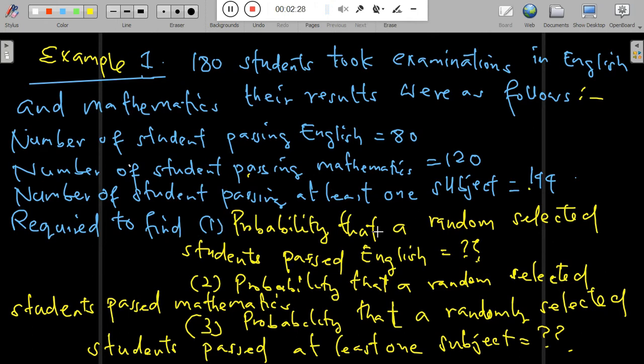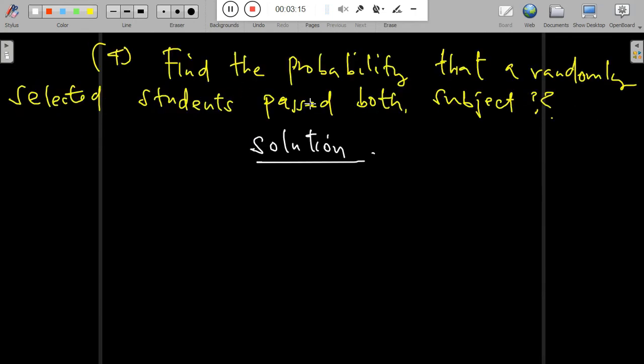Now, you're required to solve part 1, the probability that a randomly selected student passed English. Second, the probability that a randomly selected student passed mathematics. Third, the probability that a randomly selected student passed at least one subject. And question number 4, find the probability that a randomly selected student passed both subjects.